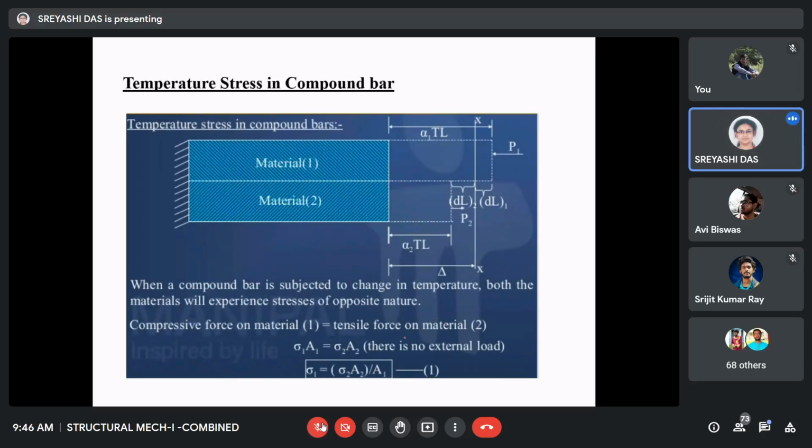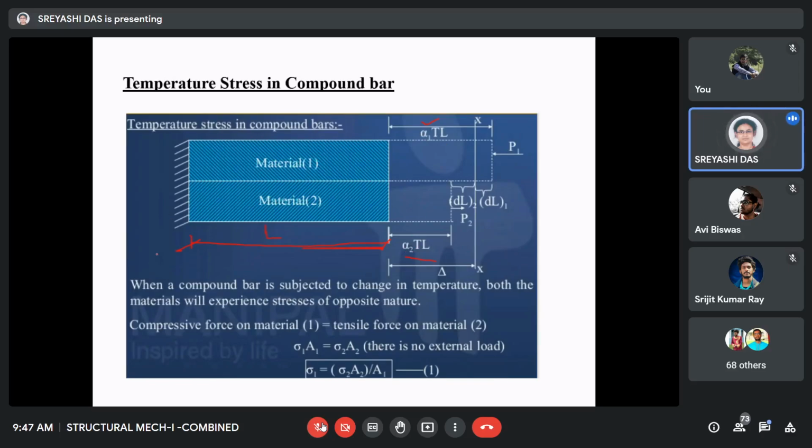So you see, when the compound bar is subjected to change in temperature, what will happen basically? Suppose material 1 will extend up to alpha 1 TL, and material 2 will extend up to alpha 2 TL. Now this L is this length. So capital T, capital L. Here capital T is the change in temperature. Only alpha 1 and alpha 2 are different.